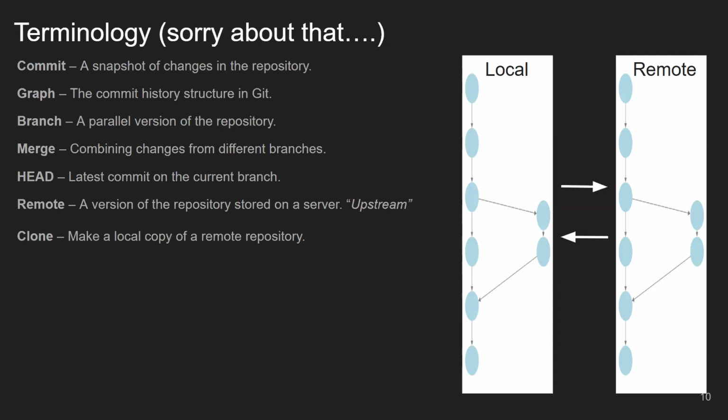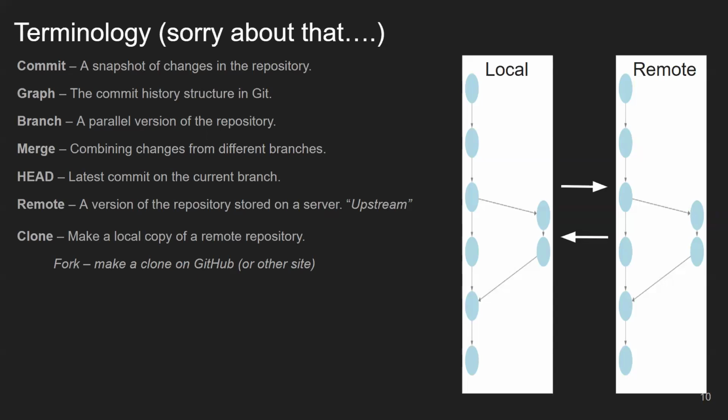Okay, so the next word is clone, and clone means making a local copy of a remote repository. So if I have a repository somewhere on GitHub, for example, and I want to grab a copy of that, that's called making a clone of that repository. A related word that you'll hear is fork. This is essentially the same thing. This is a rough definition, but essentially a fork is a copy of a repository that you make up in a remote somewhere.